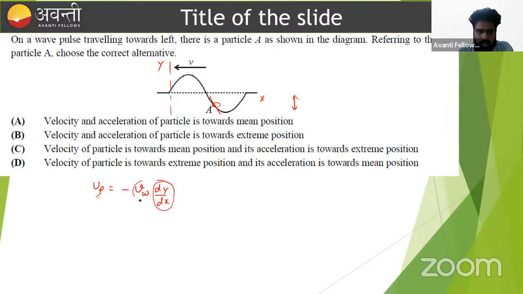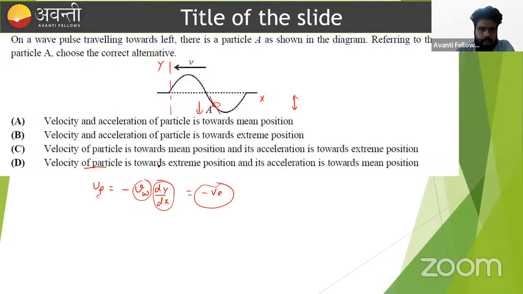What is the velocity of wave in this diagram? That is also negative. So negative and negative gives positive, and with the minus sign again negative. So we can say here the velocity of particle is negative. If the velocity of particle is negative, what is the meaning of this? The particle is moving away from the mean position, in the downward direction. It means this particle is moving in this way. And one thing we also know: in SHM, if the particle is performing SHM in vertical direction, then the acceleration is always acting toward the mean position. Then which option is correct?